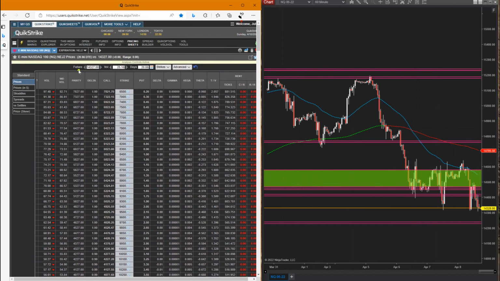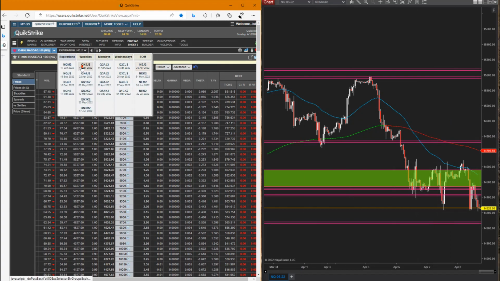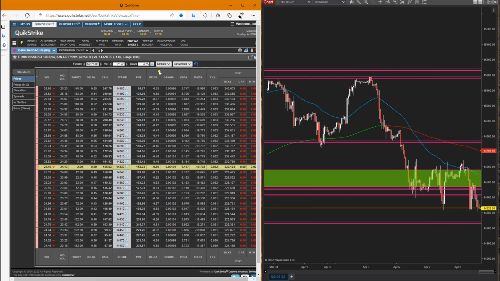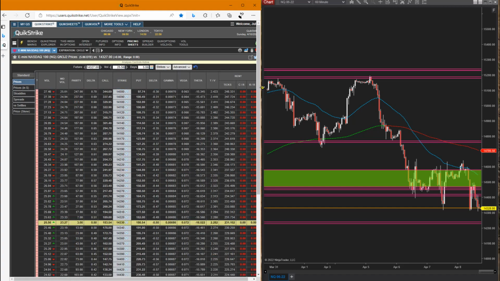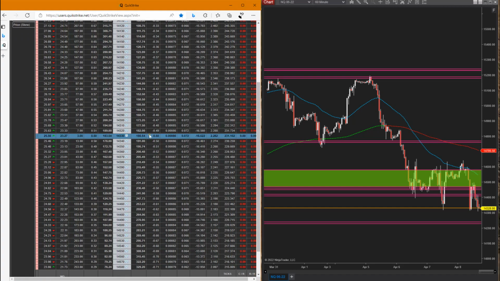Now we can change this to go to the weekly expiry and do the same thing. We want to change it to Black Scholes on the settle, and I'm going to make this 25 strikes. Okay, so we kept the same middle, 14,330. Is that right? Yep. But this time we come in a little bit earlier for that first support resistance, and that would be 14,280, 270.